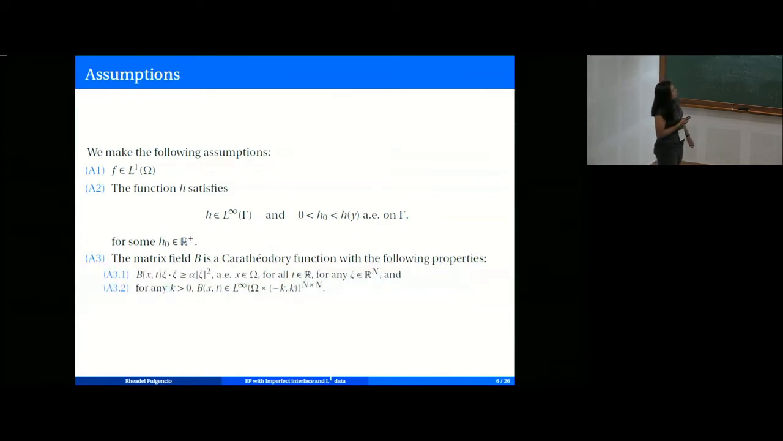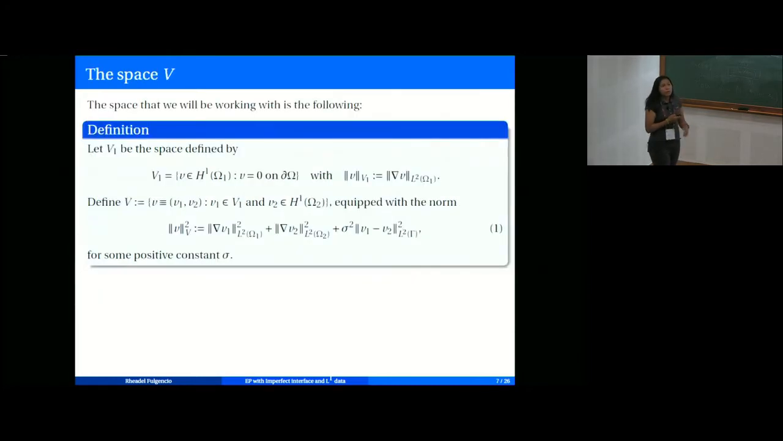Okay, so the space that we will be working with is the space V. Again, this is already defined. V1 is the set of all H1 of omega 1 functions with zero value on the boundary, and we endow this with the norm, the L2 norm of the gradient. While our space V consists of all the functions such that the restriction on omega 1 is in V1, while the restriction on omega 2 is in H1 of omega 2, and again, we have this norm.